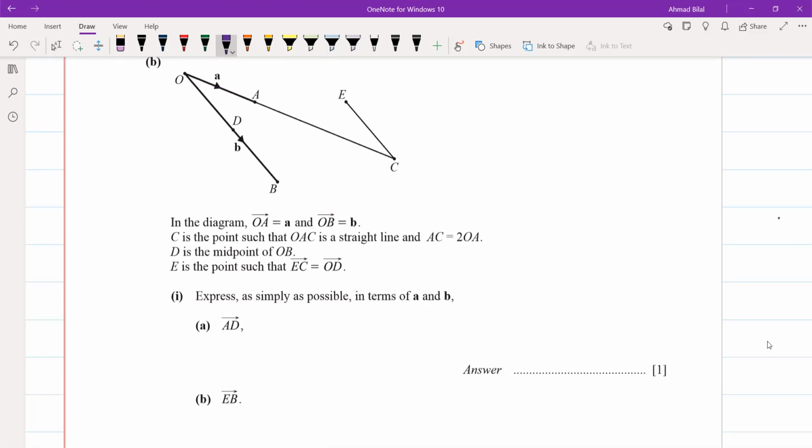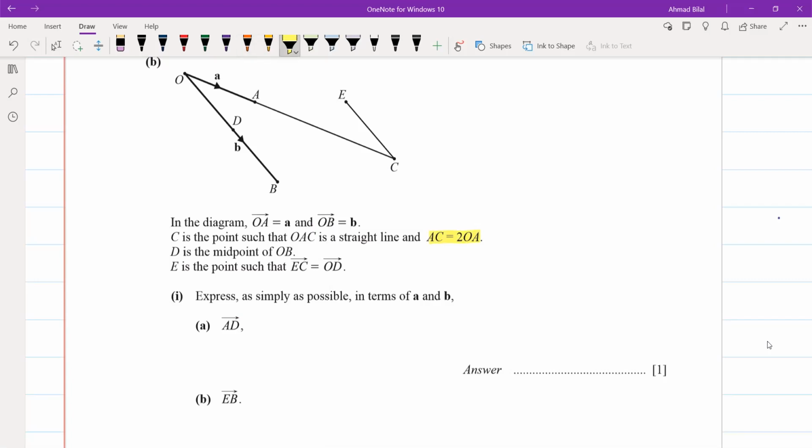And the vector OB is equal to B, so that is also somewhere here. C is the point such that OAC is a straight line, and AC is equal to A. Okay, so this is important information. AC जो है वो 2 times OA है. We have to be careful about this. We may have to use this.